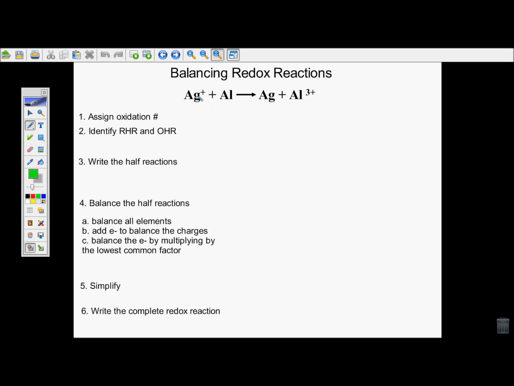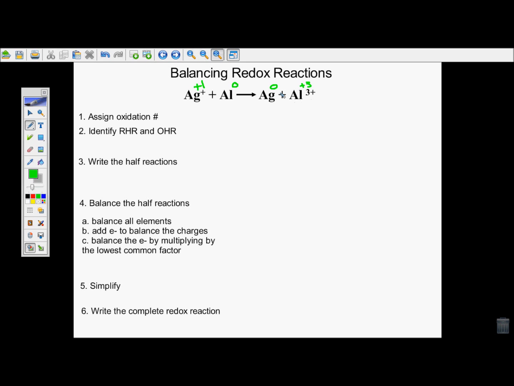So our first reactant is a silver ion, and as we know, monatomic ions have an oxidation number equal to their charge. So its charge is +1, so its oxidation number is +1. The next reactant is aluminum. It's aluminum foil, so it's pure, elemental aluminum, so it has an oxidation number of 0. And that's our reactants. On the product side, we have pure silver, so that has an oxidation number of 0, and an aluminum ion, so that has an oxidation number of +3, which is equal to its charge of +3. Alright, so that's step 1.